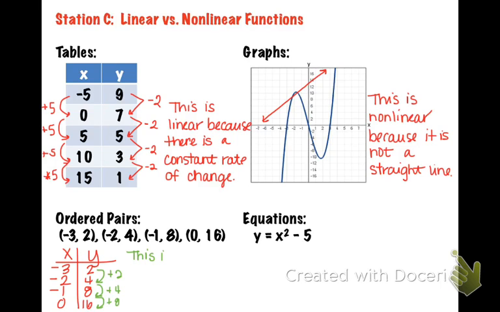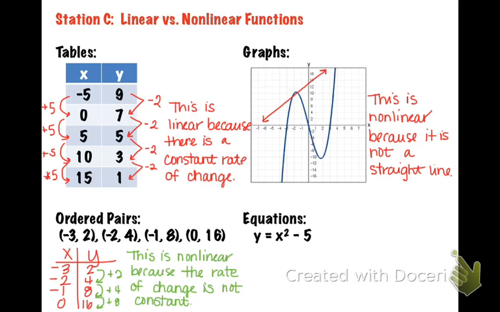This is nonlinear because the rate of change is not constant. There you go. Just switch it to a table, and then it looks like the first example.